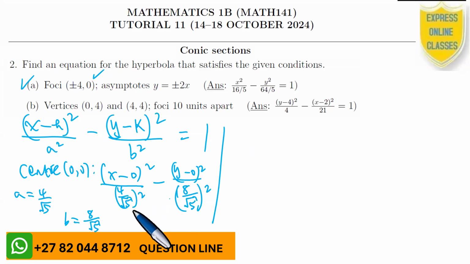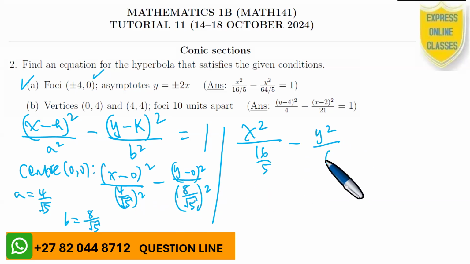If you square, 4 squared is 16 over 5. 8 squared is 64 over 5. Which is the answer they got, which is exactly the answer they got there. Okay, so is the answer they got to 2A? Is the answer they got to 2A?